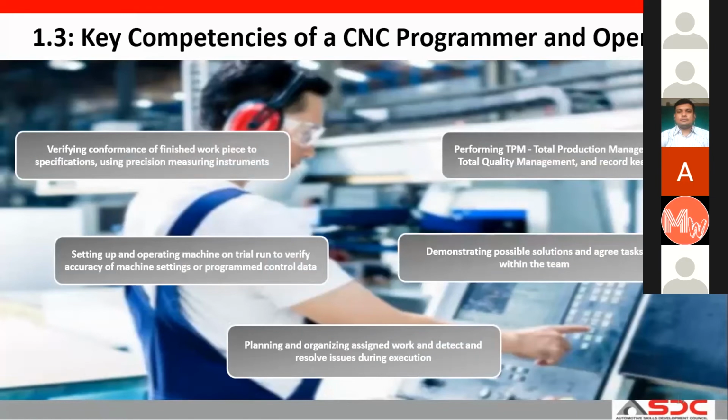Again, verifying conformance of finished work. After machining is done, he should know how to check it as per the specification, and how to measure it by using precision measuring instruments, and the total production management, total quality management system and reporting system. Any kind of reporting system there is, he should be aware of how to make the reports, as I told you earlier. So these are the key competencies of the CNC programmer and operator.